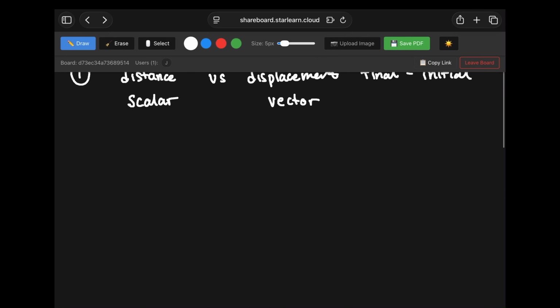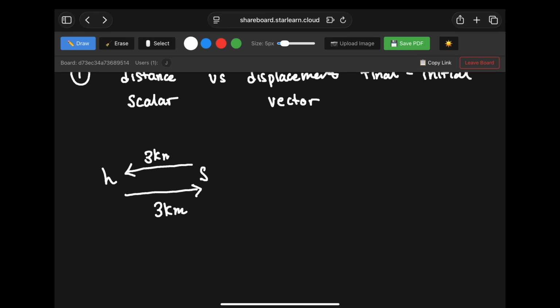So let's go over some examples. Let's say we have a home and we have your school. Let's say we start from home and we walk 3 kilometers east to get to school. And then we come back from school back to home, and that's another 3 kilometers. So in this case, your distance is 6 kilometers. But your displacement is actually 0 because it's the same place that you started off with. So if your final is the same as your initial starting position, your displacement is just 0. It does not matter how much you moved.